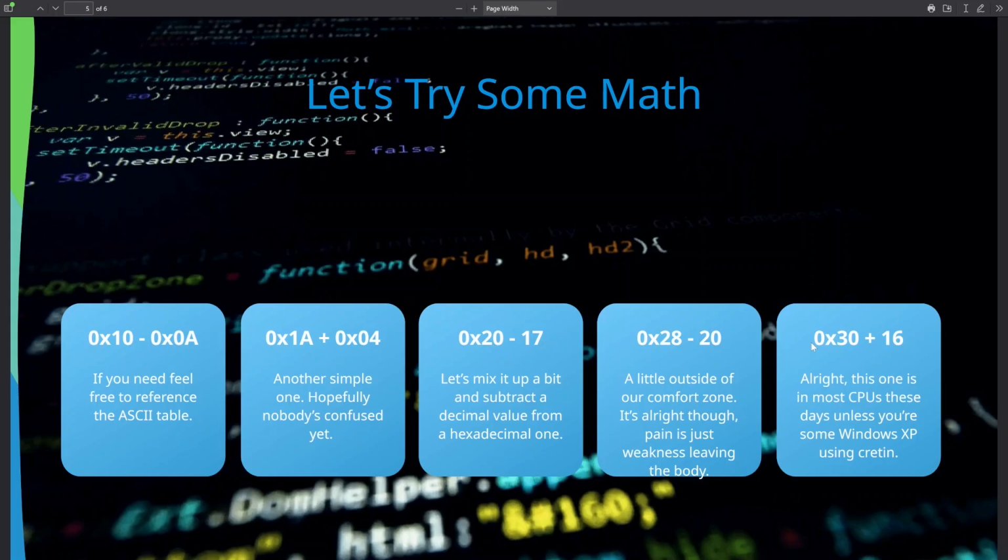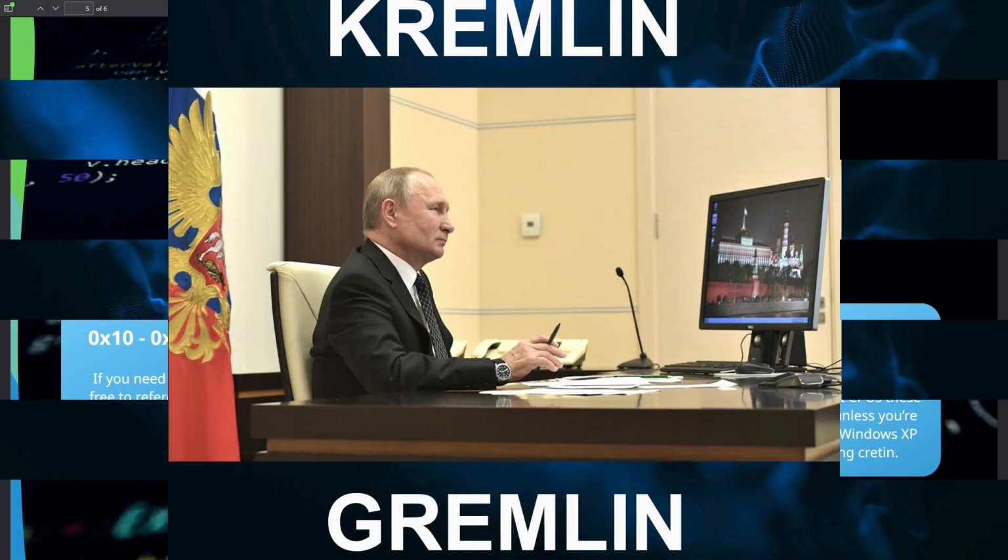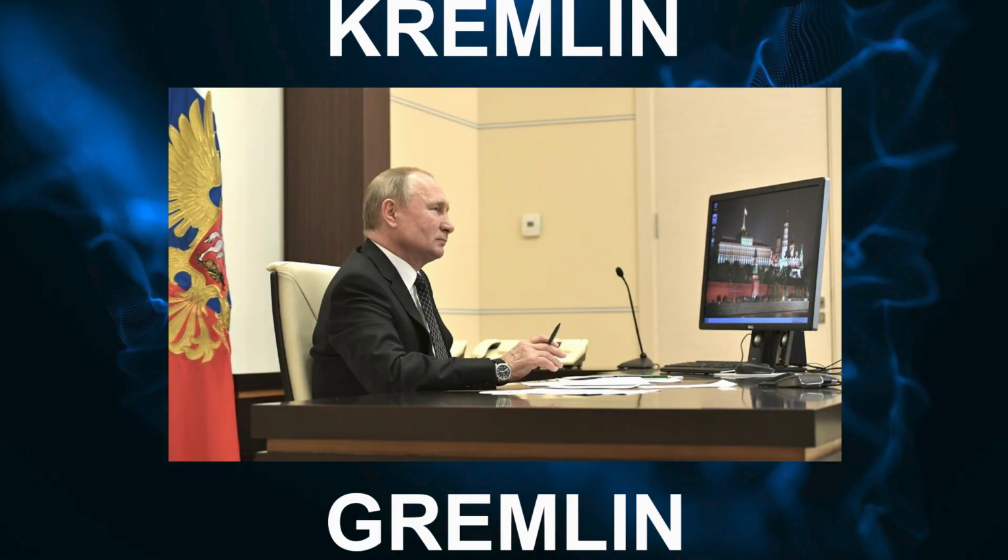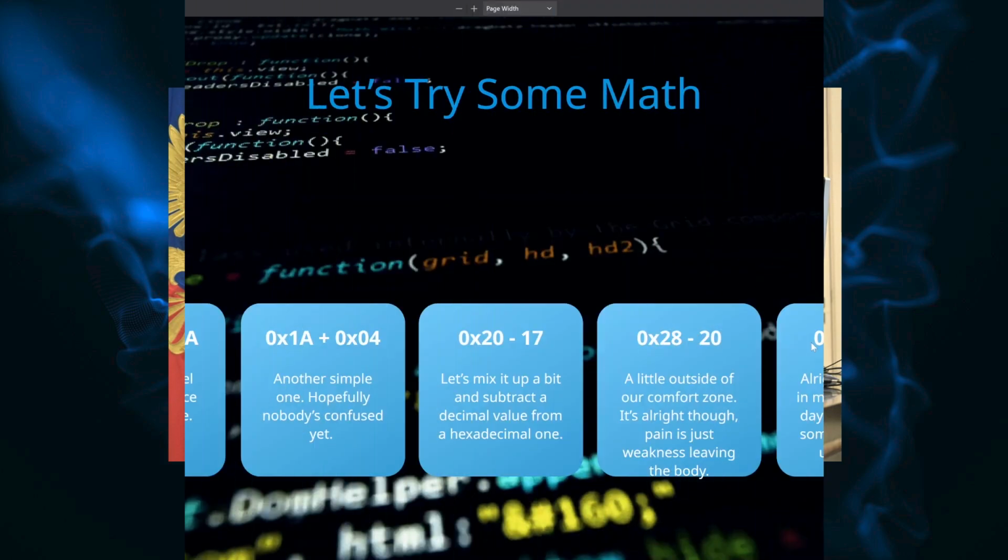Alright. This one is in most CPUs these days, unless you're some Windows XP using cretin. Yeah, I'm looking at you, Vladimir Putin, and your stupid Windows XP computer. Fuck you.